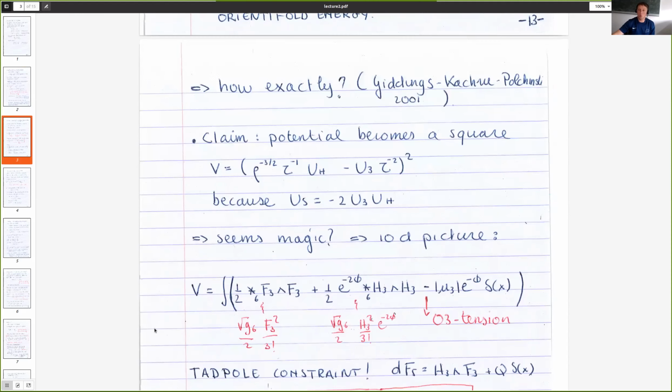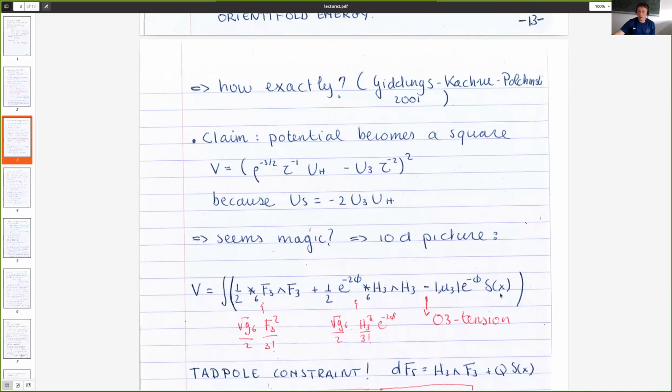Okay. What do I have in 10 dimensions? So forget rho and tau. I just go back to the original expressions of the previous lecture. And in 10-dimensional string frame, this is using form notation now. And here I put a component notation if you're not so familiar with form notation. Here is the energy density of the Ramond-Ramond flux, here of the NS-NS flux, and here is the orientifold tension.